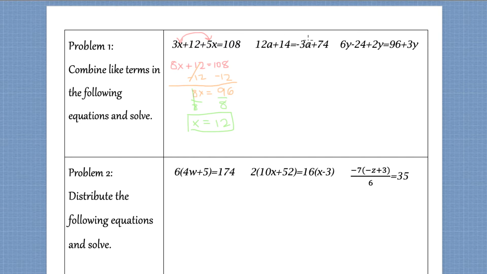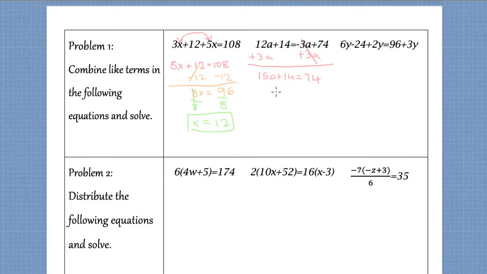And so we're going to be using the inverse operations. And so since this is a negative 3a, we're going to add 3a on this side of the equation and to this side of the equation. And we're going to add them together. And so 12a plus 3a gives us 15a, plus the 14 on the side over there, plus 14, which is equal to minus 3a plus 3a. They both cancel each other out, and that's just going to leave us with 74 right there.